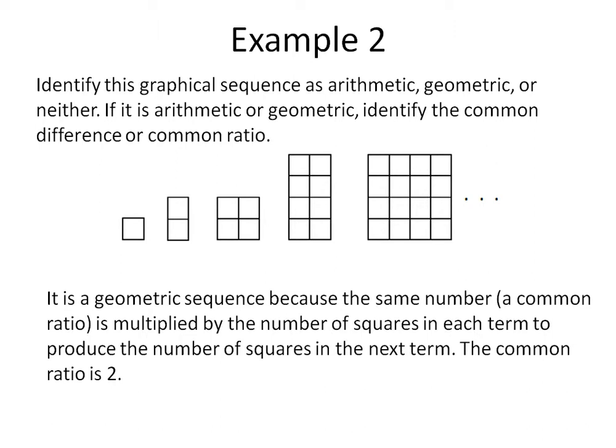In fact, this is the powers of 2, because if you start with 2 to the 0, go to 2 to the first, and so on and so forth, you will get exactly the number of squares each time.